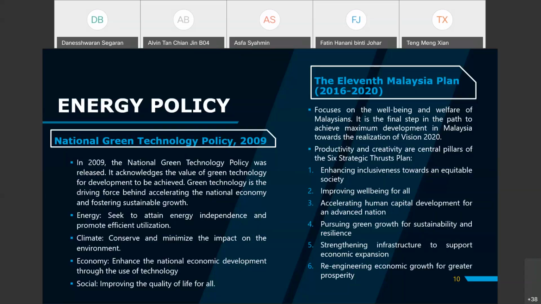The first one is enhancing inclusiveness towards an equitable society. Second is improving well-being for all. The third one is accelerating human capital development for an advanced nation. The fourth one is pursuing green growth for sustainability and resilience. The fifth is strengthening infrastructure to support economic expansion. And the sixth one is re-engineering economic growth for greater prosperity.